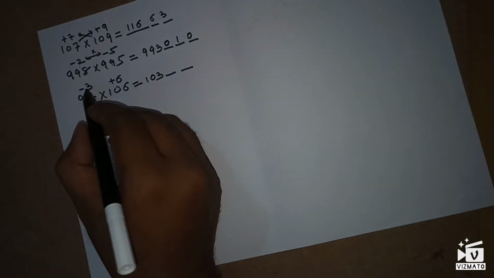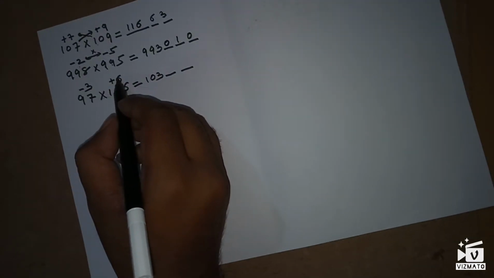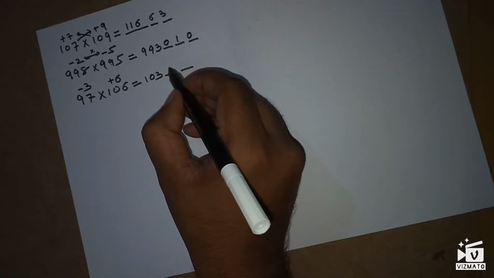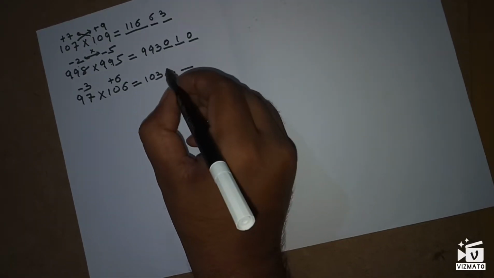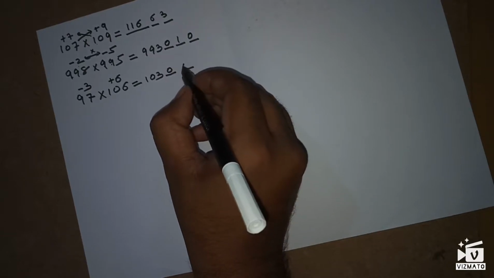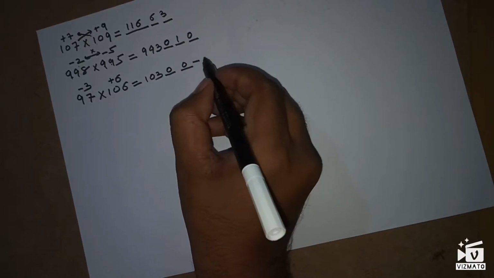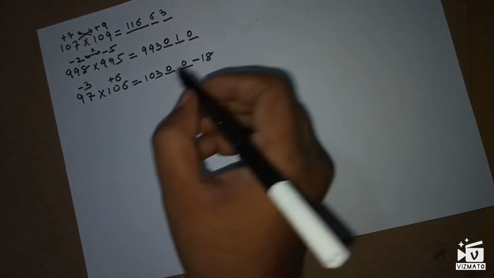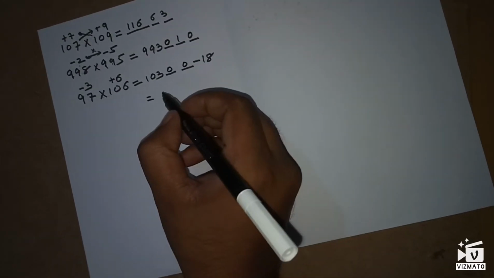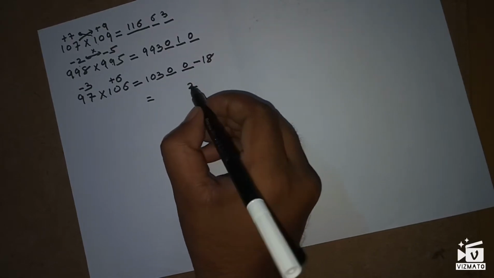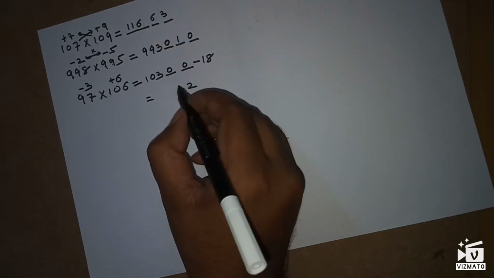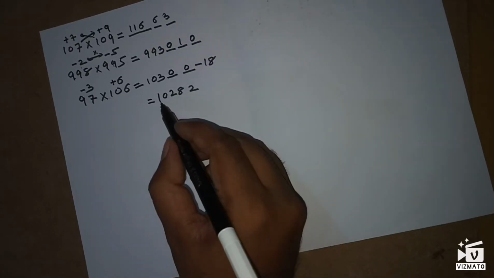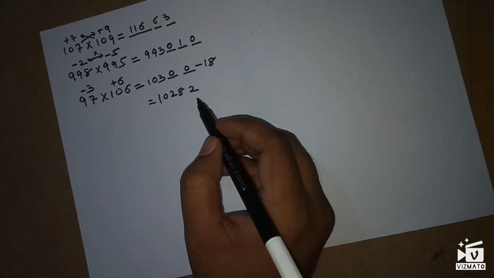This is minus 3 into 6, that is minus 18. So you cannot write minus 18 here. Just put 20 minus 18. Okay. Then the answer is 10282.